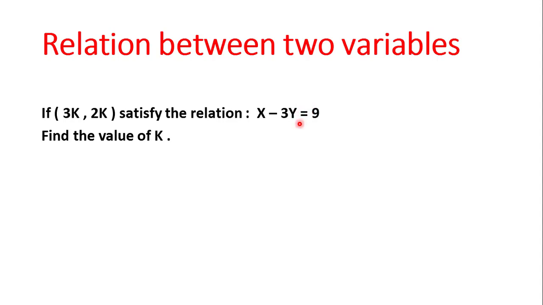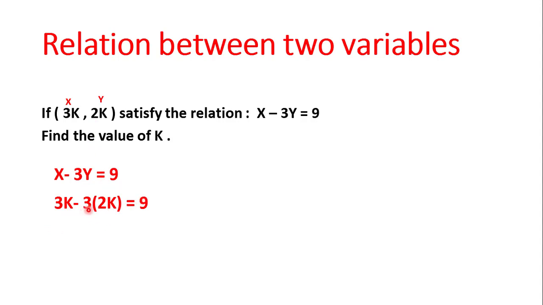Now I'll have a first order, one variable equation, so I can solve it to get the value of k. The first one will be x and the second will be y. Now I substitute in x minus 3y equals 9. This is the relation, the given equation. X minus 3y equals 9. Okay, x is 3k, so 3k minus 3 times 2k, this is y, equals 9.